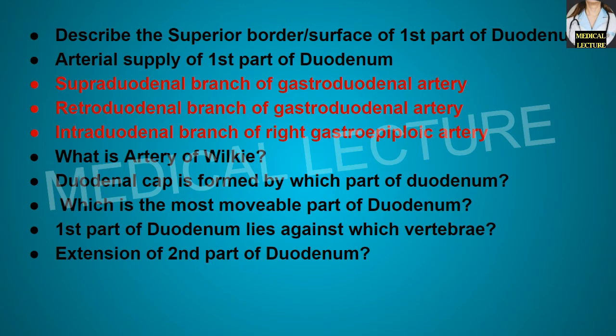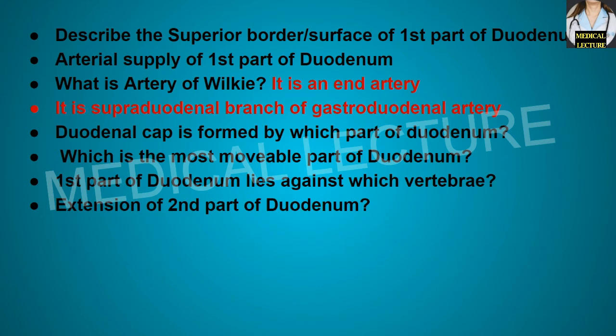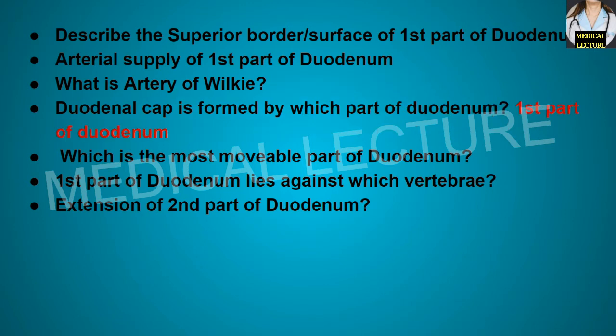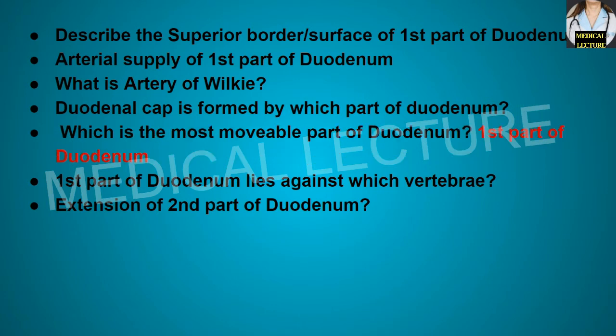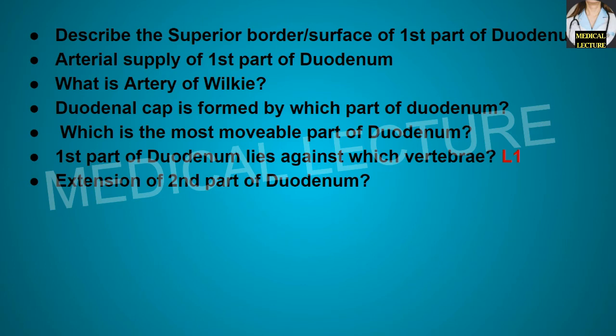the right gastroepiploic artery. What is the artery of Wilkie? The artery of Wilkie is an end artery and it is the supraduodenal branch of the gastroduodenal artery. Duodenal cap is formed by which part of the duodenum? It is formed by the first part of the duodenum. Which is the most movable part of the duodenum? The first part of the duodenum. The first part of the duodenum lies against which vertebra? It lies against the L1 vertebra.